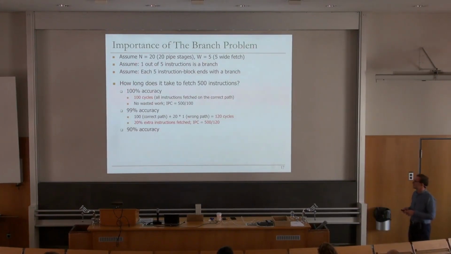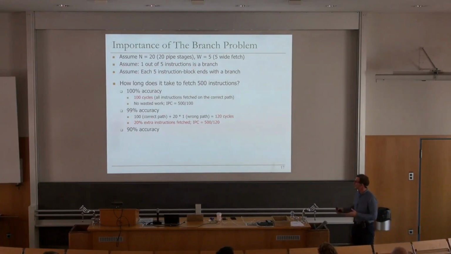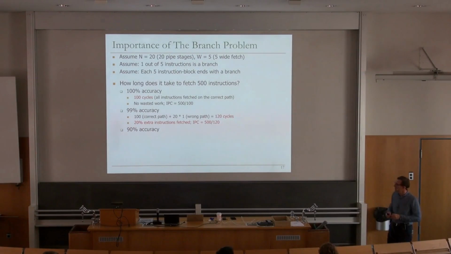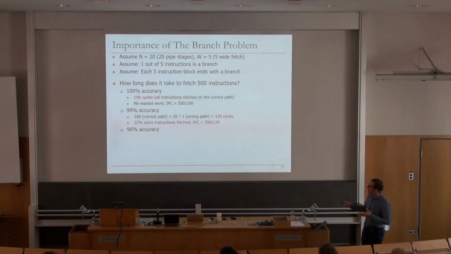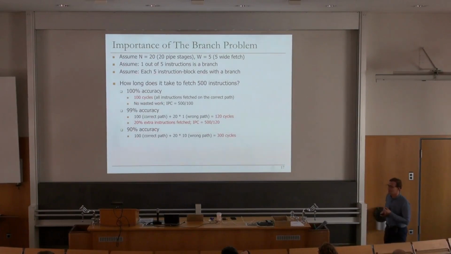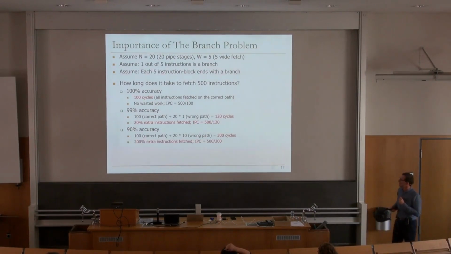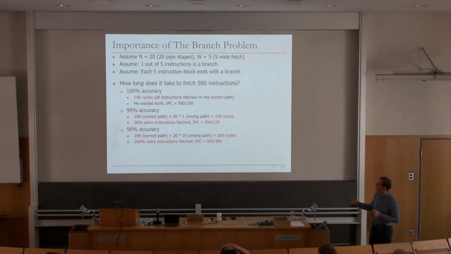Okay, simple. Now let's go to 90%, which sounds good, right? You're predicting these conditional branches, and 90% you're accurate. Sounds better than definitely a random coin flip. Well, if you do this, you still need to fetch 100 cycles on the correct path, but now 10 out of those 100 branches are incorrect, which means that you're spending 20 cycles on the wrong path for each. Now you need to spend 300 cycles to fetch all of those instructions, which means that you just fetched 200% extra instructions. That sounds terrible. And your IPC plummeted to 1.66, right? Even with 90% accuracy. So that's how you get from 100% to 90%, your IPC goes from 5 to 1.66.